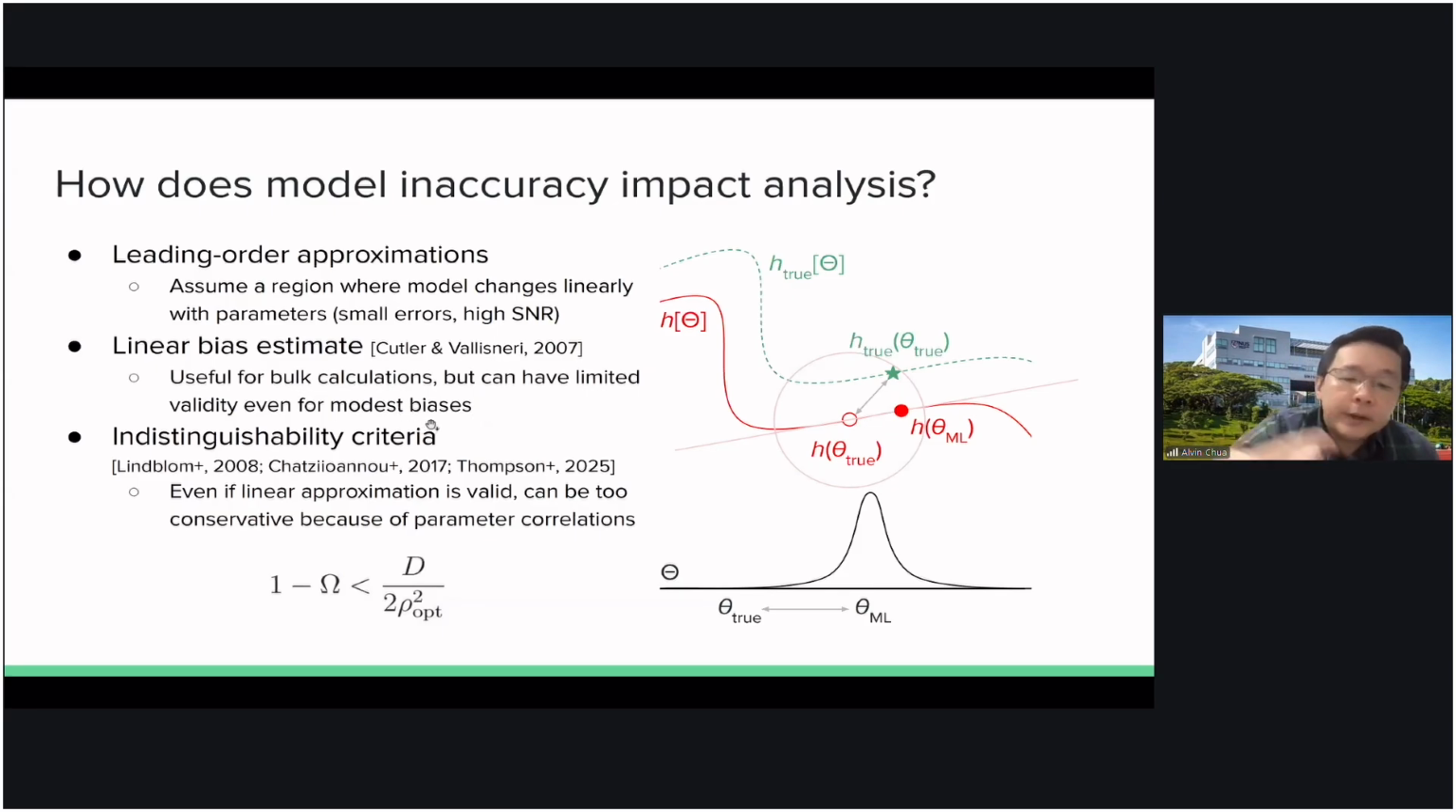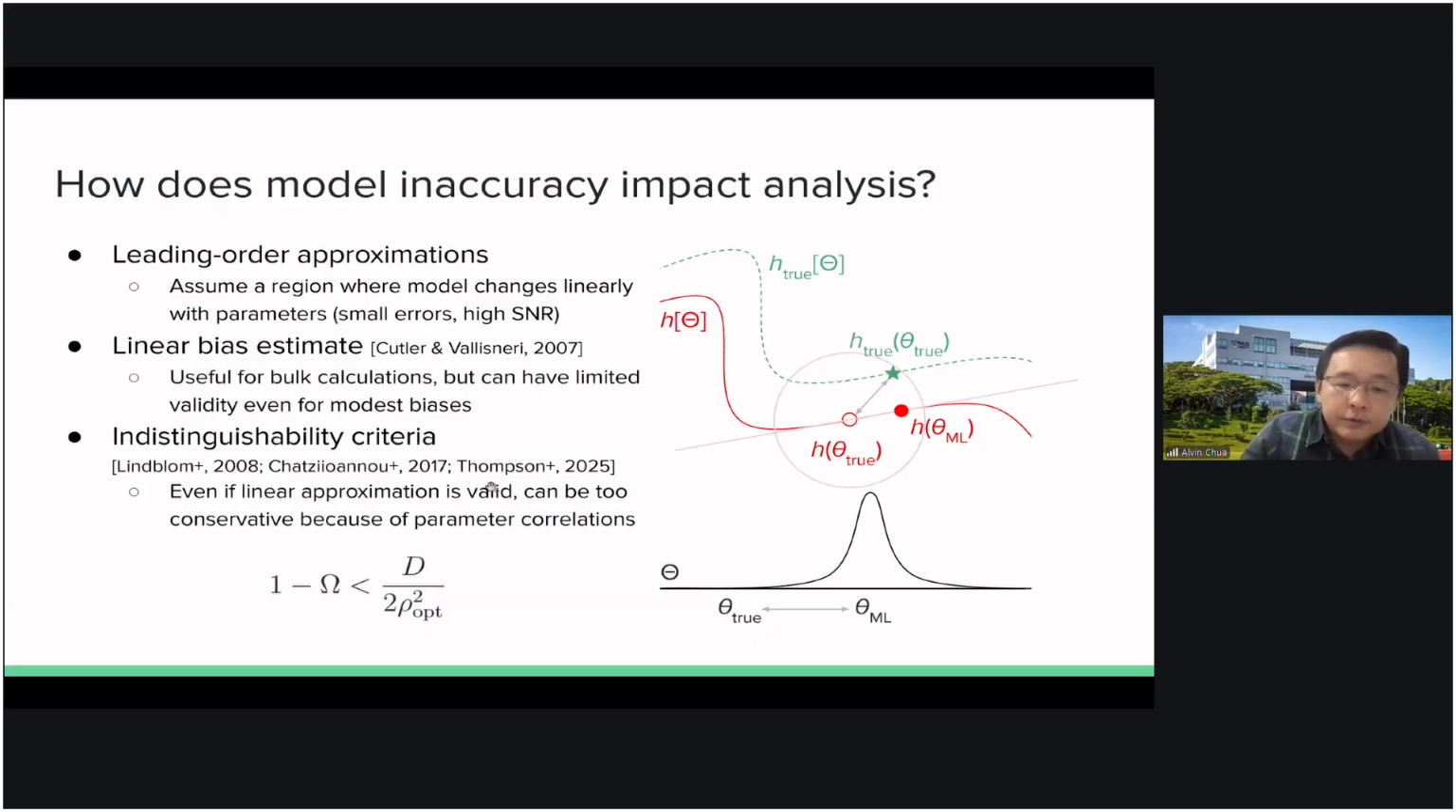Okay, so there's an even quicker and dirtier method known as indistinguishability criteria, right? The most common of which is this sort of 1 sigma criterion, stated below. And this requires that the mismatch between the waveforms, between any two of the three waveforms, but traditionally it's these two, the green star and the open circle, is less than d over 2 times the optimal SNR squared, where d is the dimensionality of the parameter space.